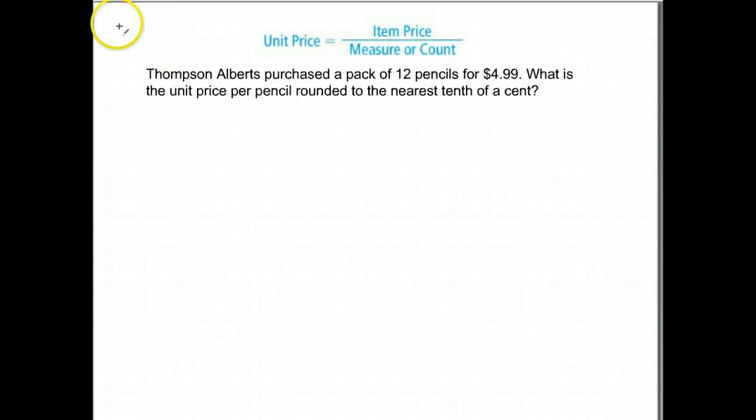All right, this one is easier. Hopefully we didn't wear you out. Thomas Alberts purchased a pack of 12 pencils for $4.99. What's the unit price per pencil rounded to the nearest tenth of a cent?